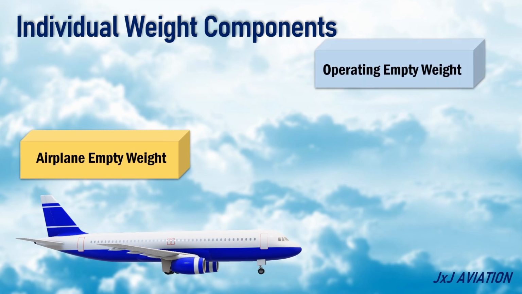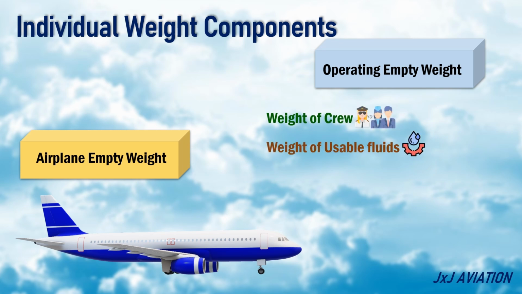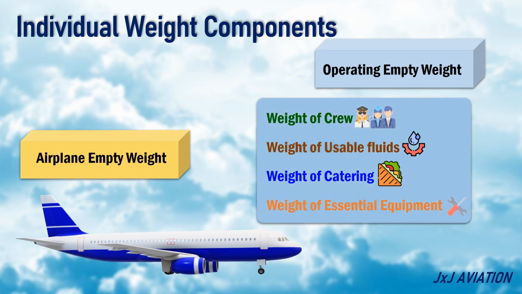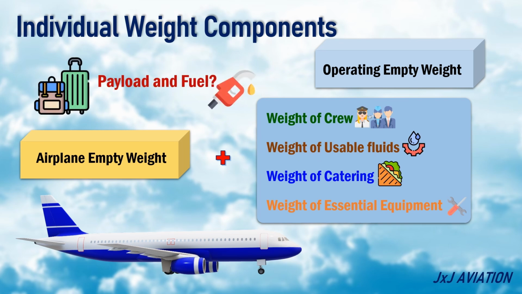Operating empty weight. The operating empty weight includes the weight of the pilots and cabin crews, weight of usable fluids such as hydraulic or oil, weight of catering, which is the food and beverages for passengers and crew, weight of any essential equipment which is carried on board, with the airplane's empty weight. This weight can be used to determine how much payload and fuel can be carried for a particular flight.